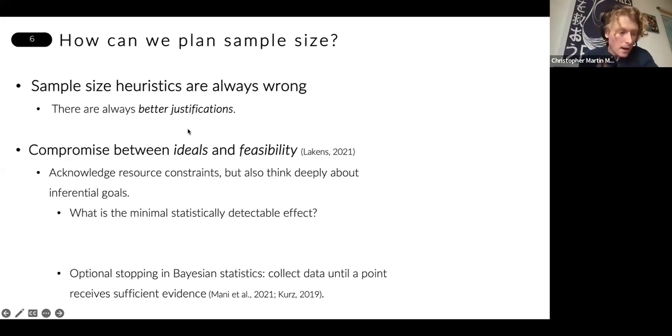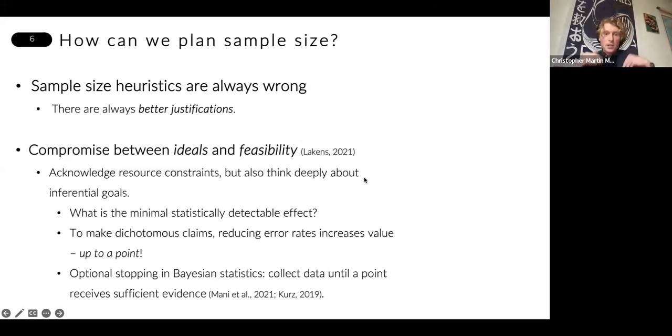And again, I would argue that we need more nuance in that discussion, or in those inferences that we can make. For example, thinking about what is the minimal statistically detectable effect. What can we actually detect with reliability, given the sample size that we have? And we'll see this in a sec in the next slide.